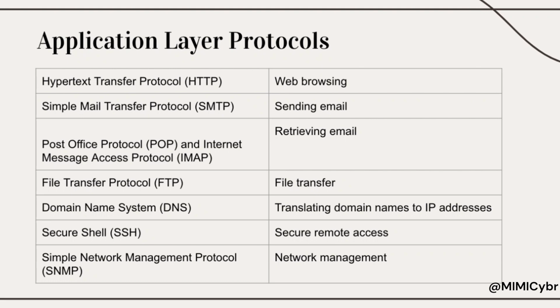We have the Domain Name System, which is basically a protocol that translates domain names to IP addresses. So for example, if you're going to the web browser and trying to navigate to www.cnn.com, the DNS is going to be the protocol that will translate the domain name, which is cnn.com, into an IP address in order for your web browser to connect to that site. We have the Secure Shell protocol, which is used for secure remote access to other network devices.